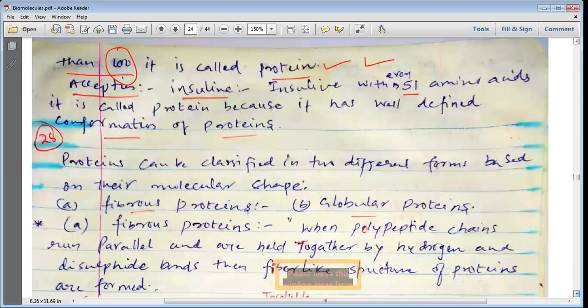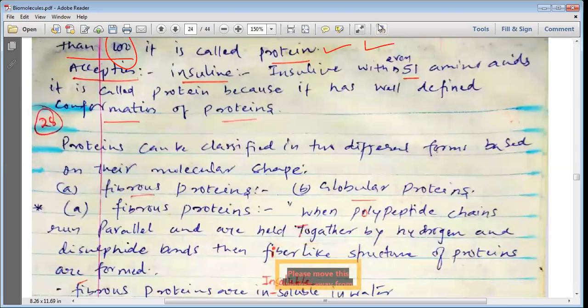But there are some exceptions. Let us study the exception in this case, my dear students. There is an exception. What is the exception?